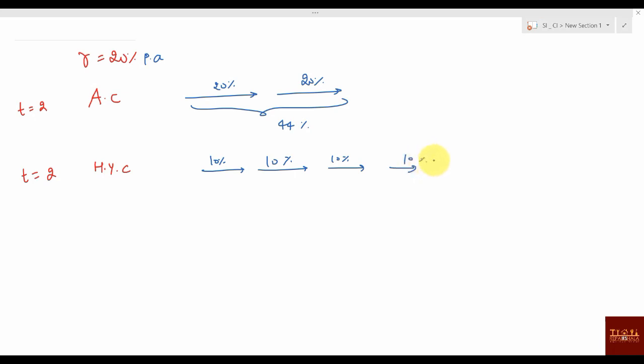So how much successive increment? Continuously 4 successive increments, and this is 46.41%. Clear?